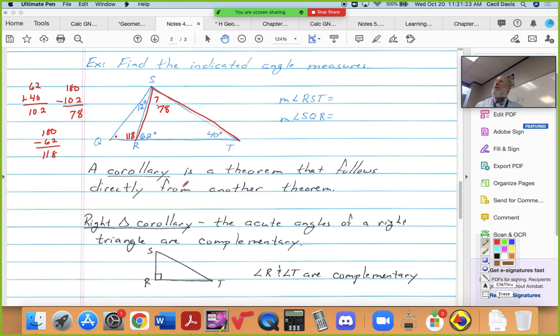And then what? Add 118 and 12 to get 130. So 118 plus 12 is 130. And then 180 minus 130. Okay. So this is one way that we could do this. There is a different way that we could do it without finding the 118 degree angle. So that's all correct.